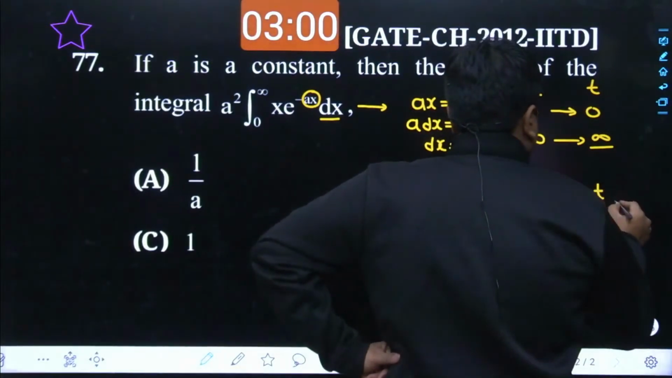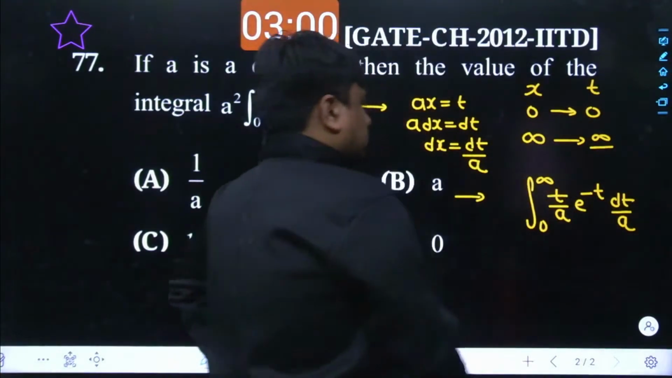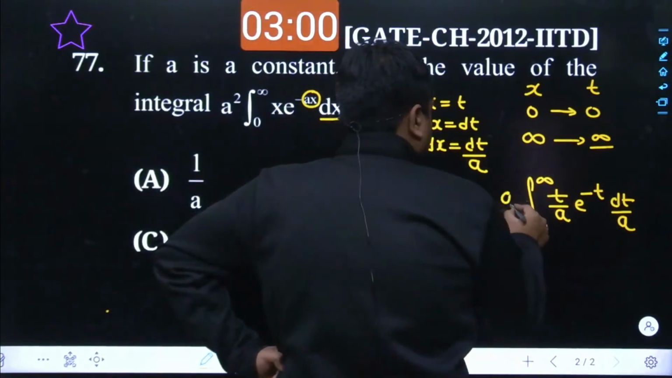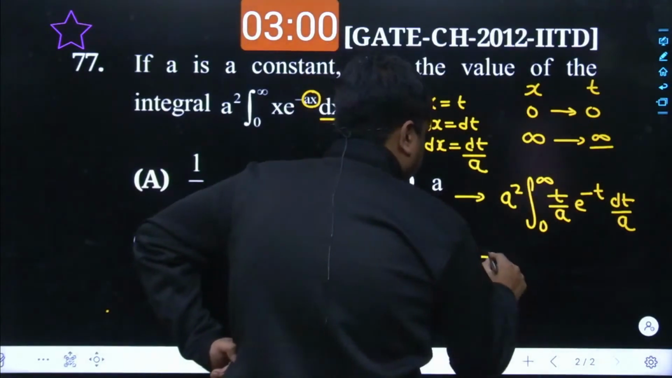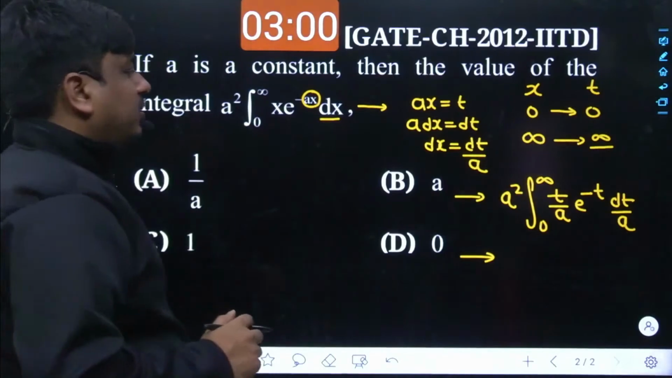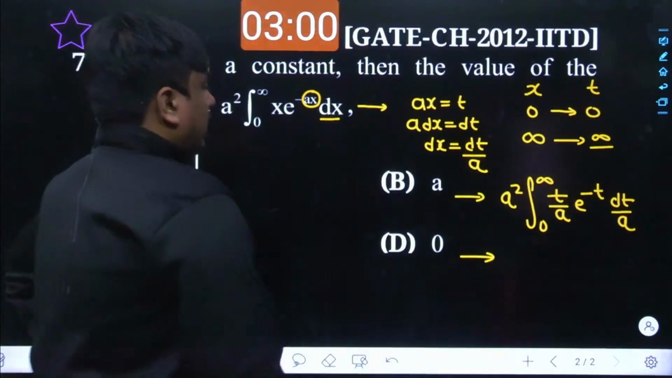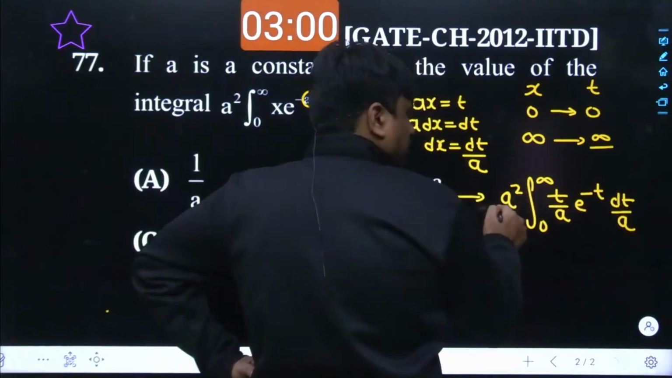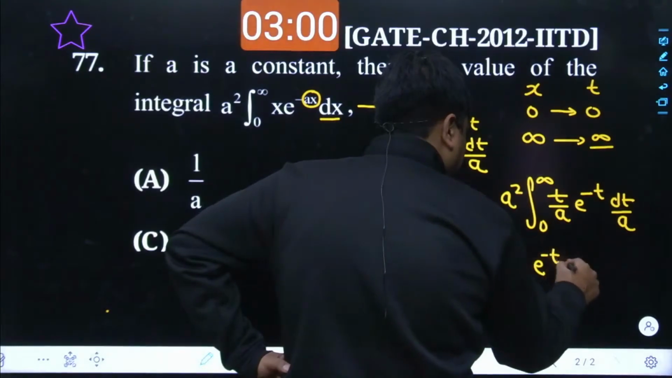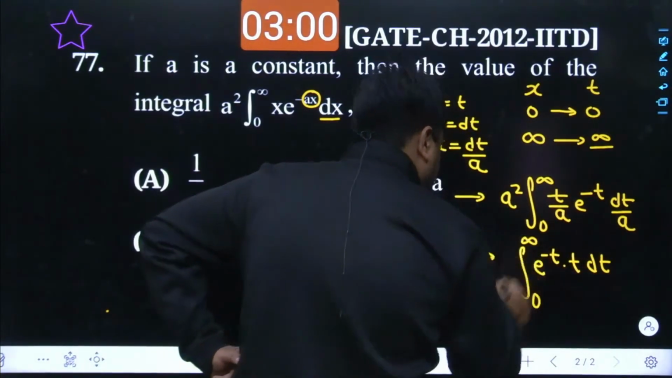Then dx is nothing but dt by a, and here comes a square. That is t by a, dt by a square. I repeat, t by a, dt by a, and then a square. The a square goes off, and you are left with e to the power of minus t into t dt, where the value goes from 0 to infinity.